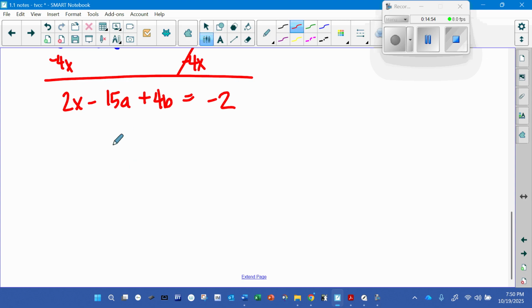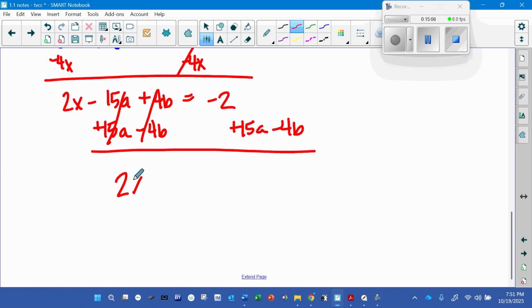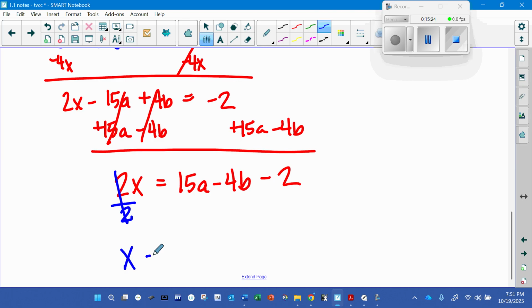All right, so since I want x by itself, I'm going to add the 15a to both sides. And I'm going to go ahead and subtract the 4b also. That way those two cancel out, and I'm left with that x over here by itself. So now I want the -2 to go at the end, so I'm just going to rewrite this as 15a minus 4b minus 2. And now I can divide by this 2 so that I get x by itself because we're solving for x. But I have to divide by 2 over here also. So it gives me 15a minus 4b minus 2 divided by 2.